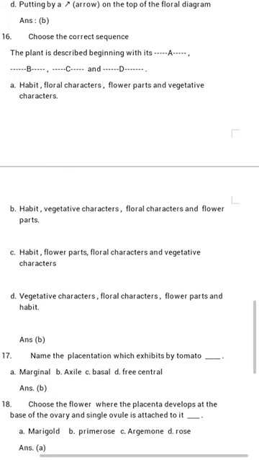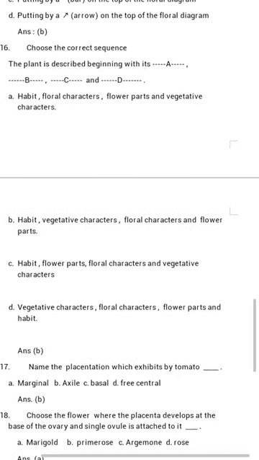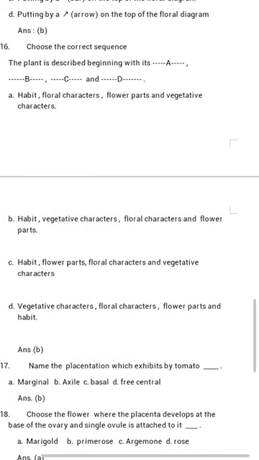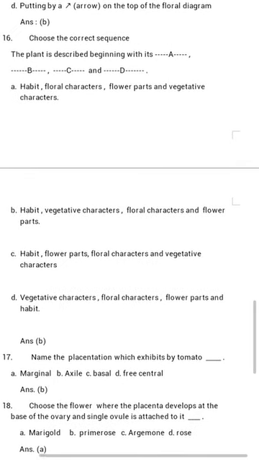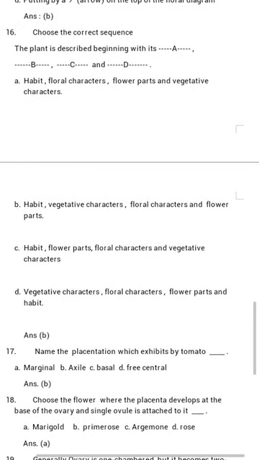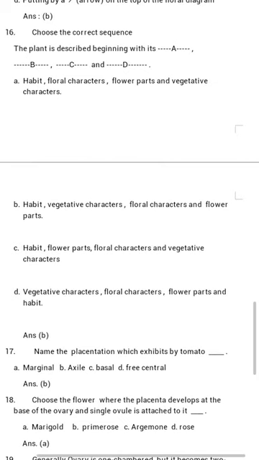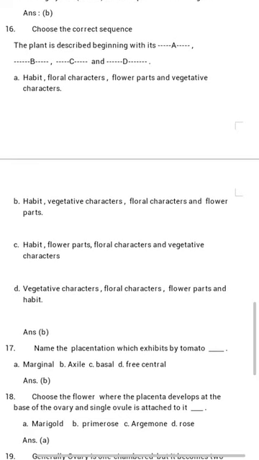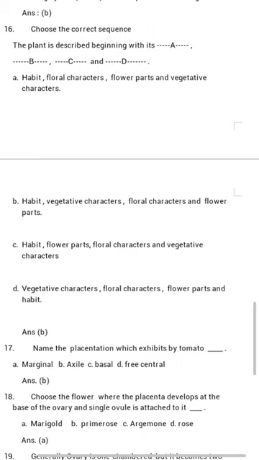After some age, the plant produces fruits followed by seeds, and those seeds give rise to a new plant. This is the sequence, right? So that correct sequence we need to identify in these 4 options. I will explain this question once again. When we put a seed in the soil, it comes under habit, correct, habit.